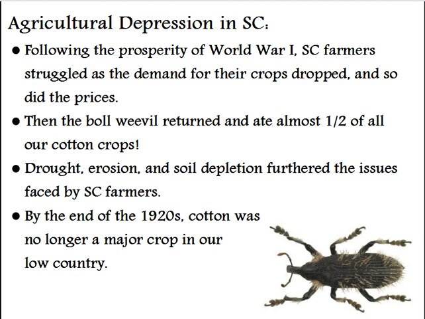During the Great Depression, which essentially started halfway through 1928 but really ramped up during 1929, in South Carolina it started as an agricultural depression. Following the prosperity of World War I, South Carolina farmers would really struggle because the demand for crops would drop. The boll weevil, that pesky little bug, also caused massive amounts of damage, eating up to half of the cotton crops.